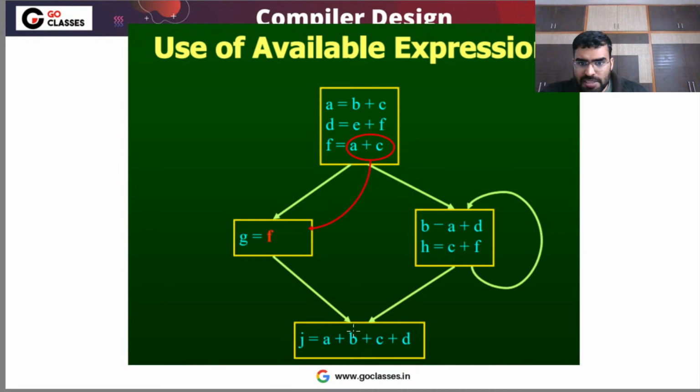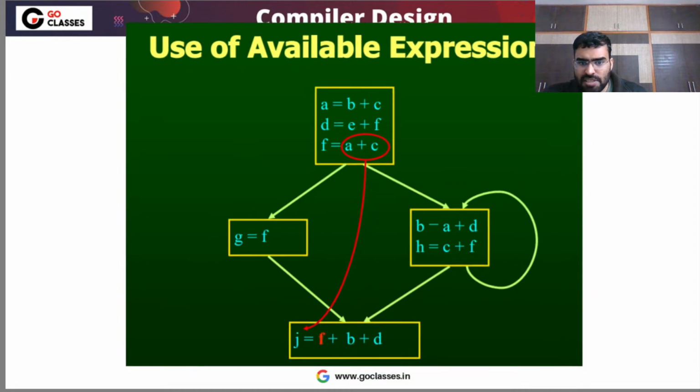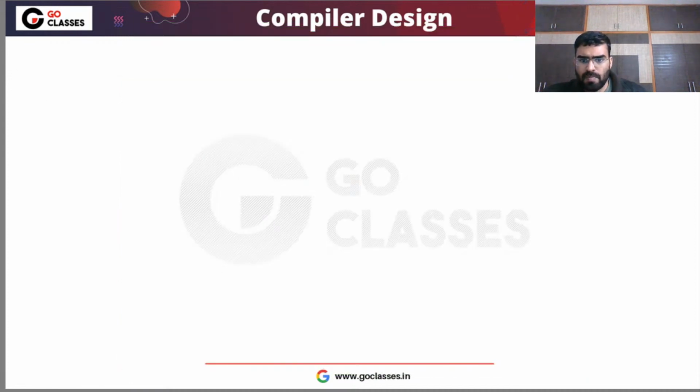Similarly, a plus c is available here. You can notice here also a plus c is available. So I can replace this a plus c with f, because a plus c is available, as you already know. This is how we can do it. Is this clear, or does anyone have any doubt? Like this you can do.